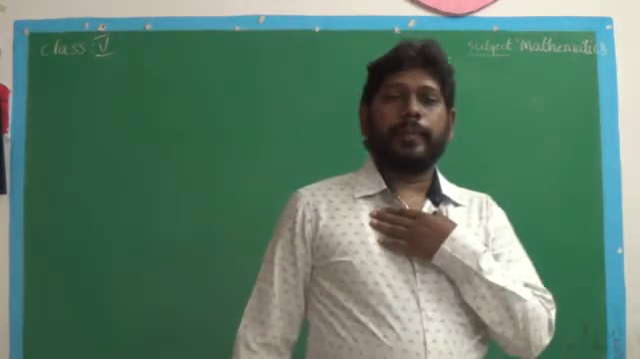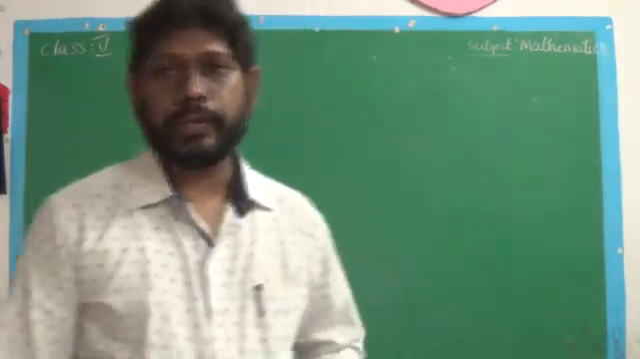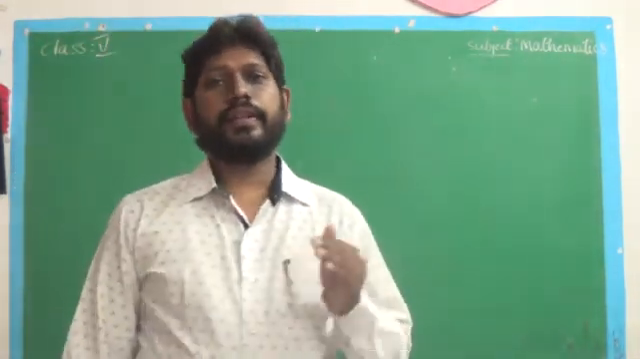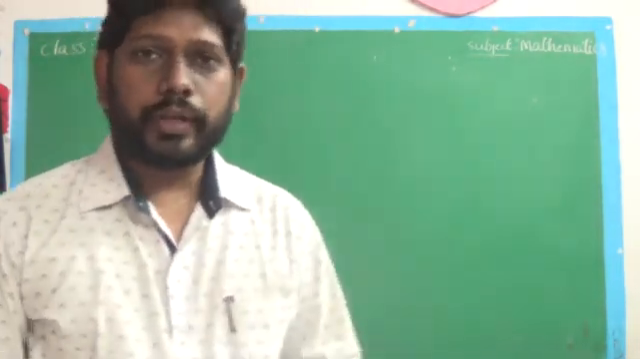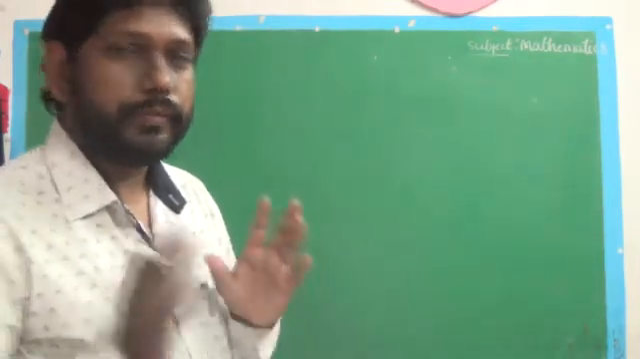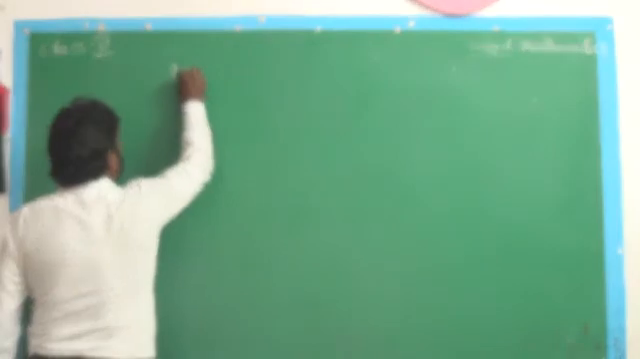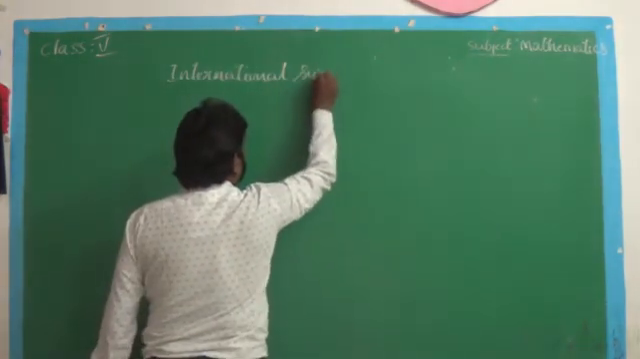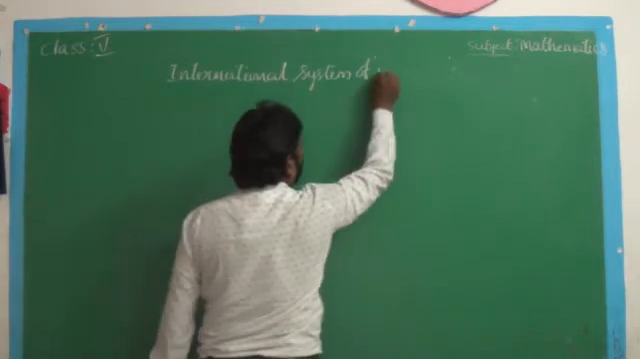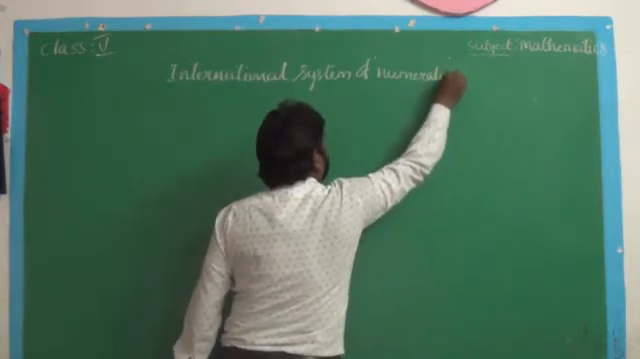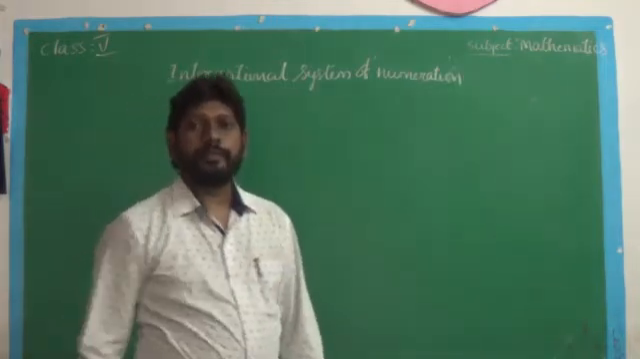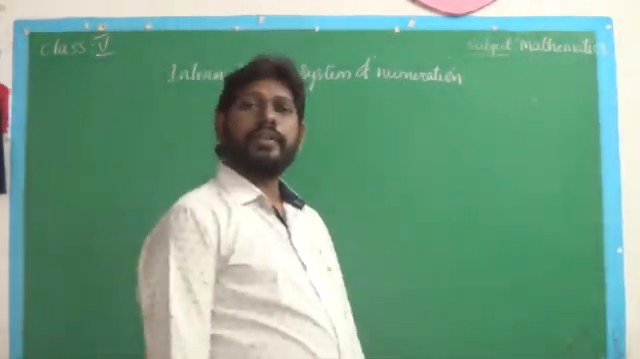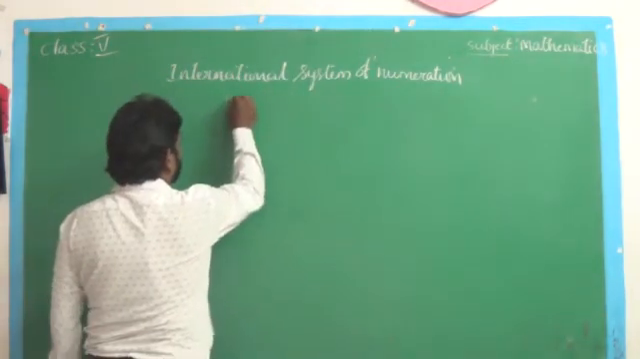Hello everyone. In the previous session we discussed the Indian system of numeration, whereas we have two types of numeration: the Indian system and the international system of numeration. Today we are going to discuss the international system of numeration briefly. This system originated with the British, the United Kingdom.